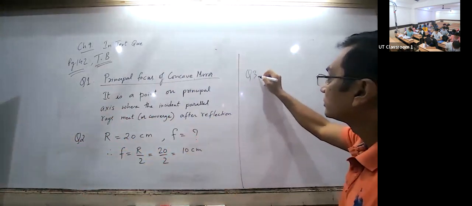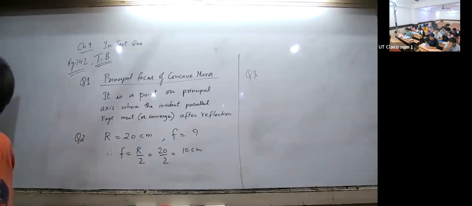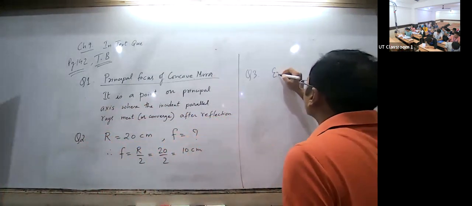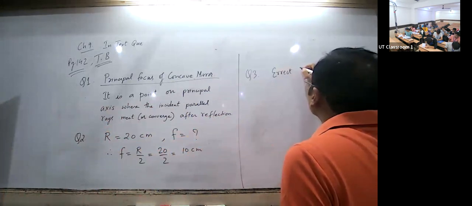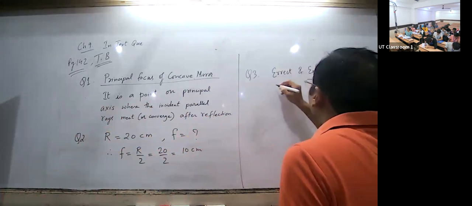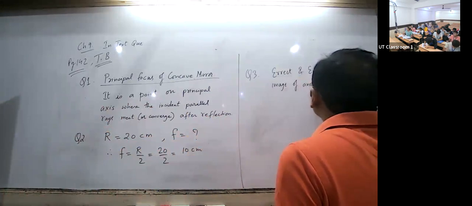Question number 3. What's question 3? Name the mirror that can give an erect and enlarged image of an object.